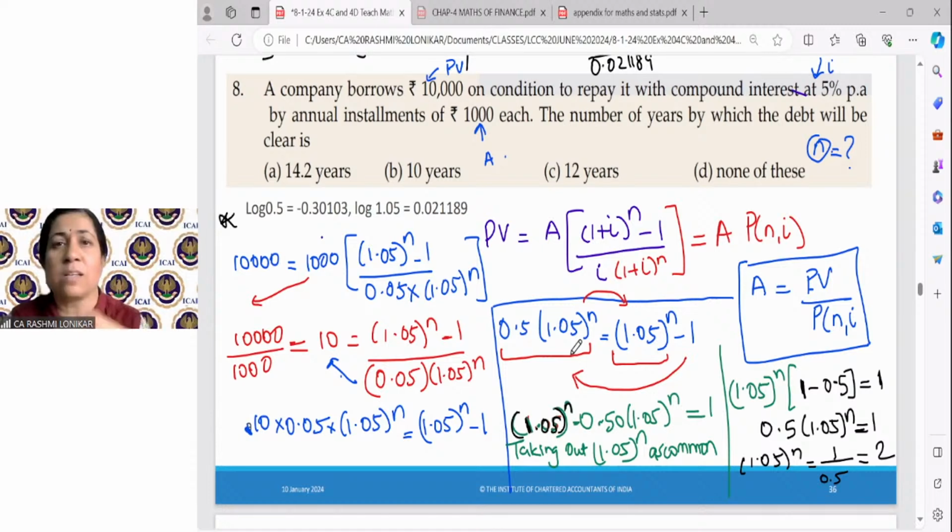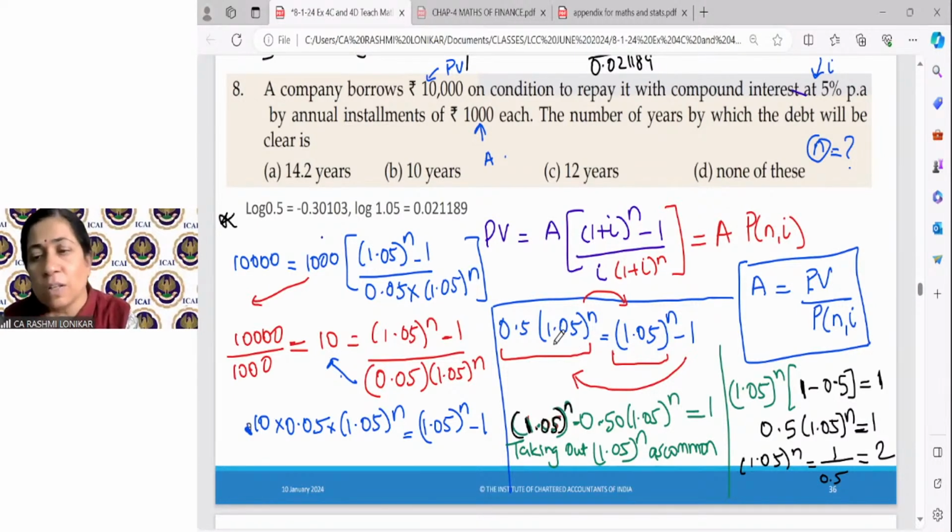What I'm trying to say is options are a very good way of scoring marks and doing it faster. But for that, you should be able to have a judgment, and for that, practice with solving also. Sometimes, if D, none of these is the answer, or if C is the answer, you are spending so much time reaching there.